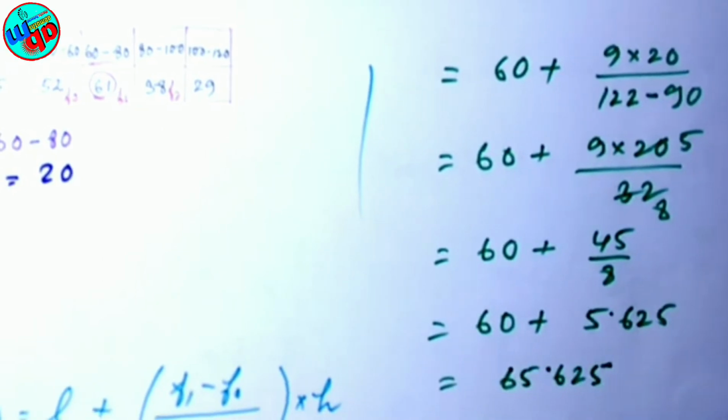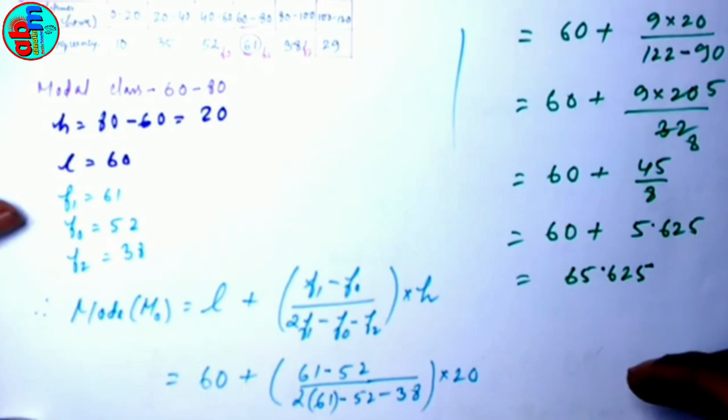Therefore, the modal lifetime of the electrical component is 65.625 hours.